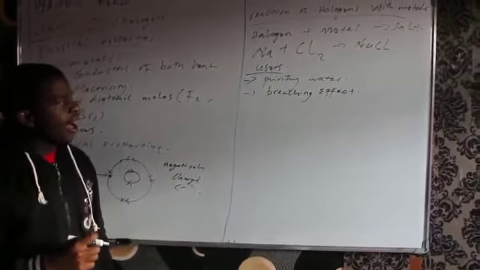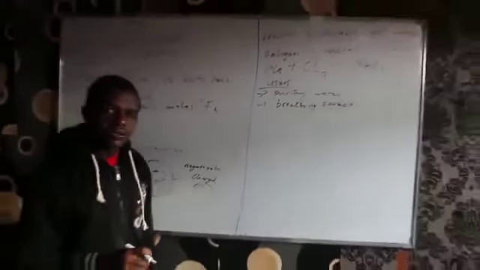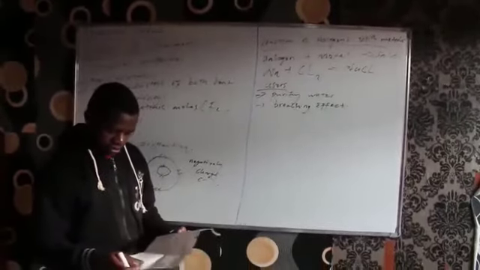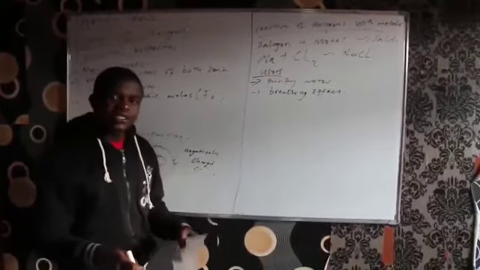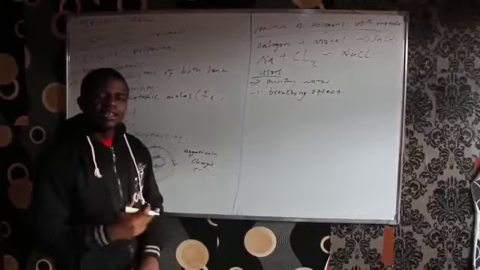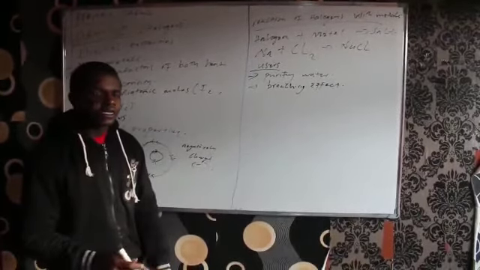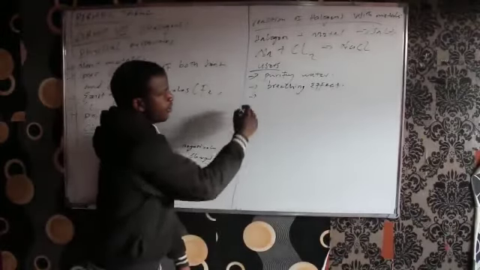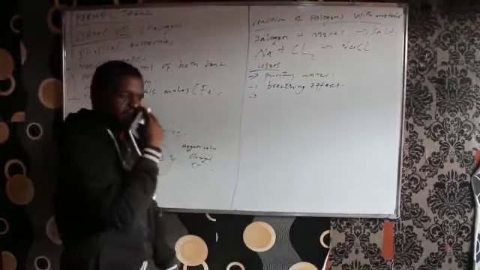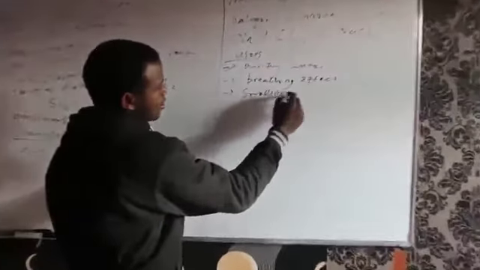Then the other use is that a small amount of iodine is needed by the body to prevent the swelling of the thyroid gland. So this prevents the swelling of the thyroid gland.